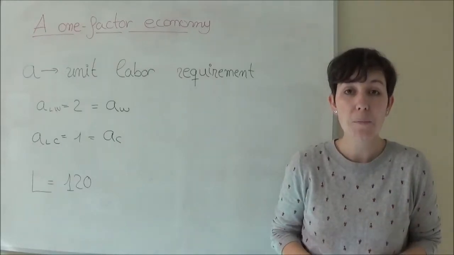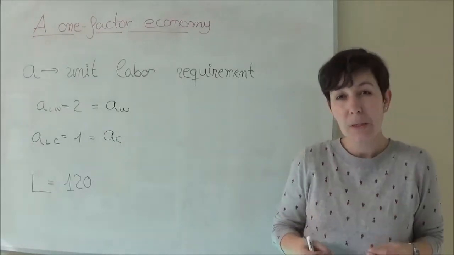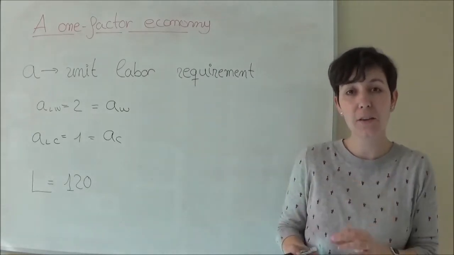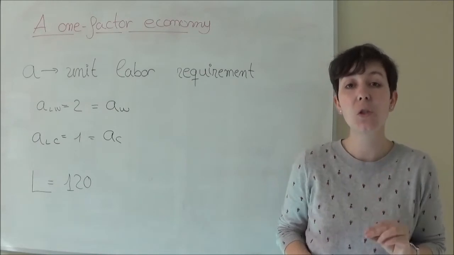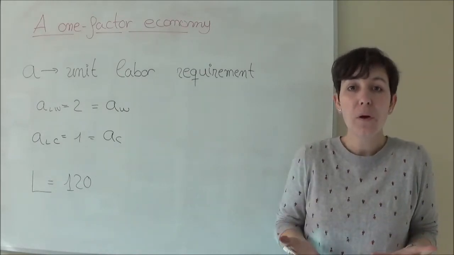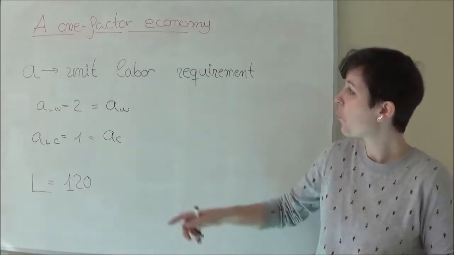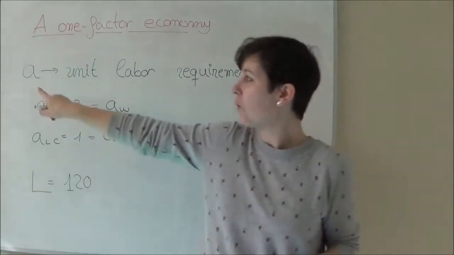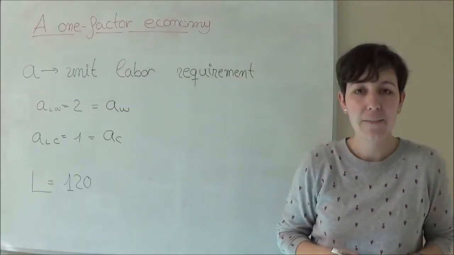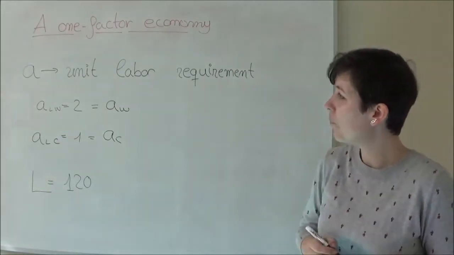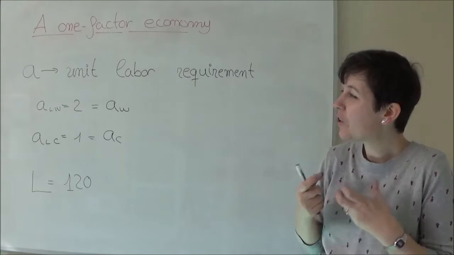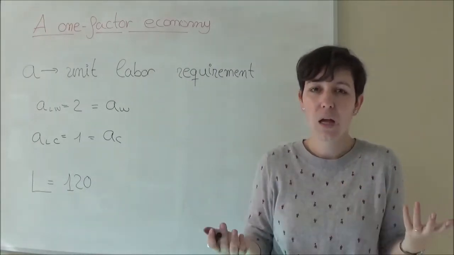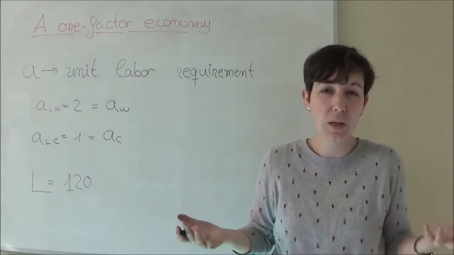One of the assumptions was that the productivity of labor is specific to the sector. For each sector we are going to have one, and it's going to be constant. How do we introduce that? With this concept: unit labor requirement. We are going to indicate that with this a.